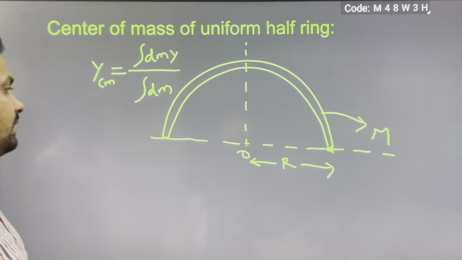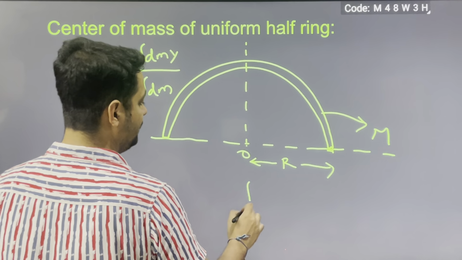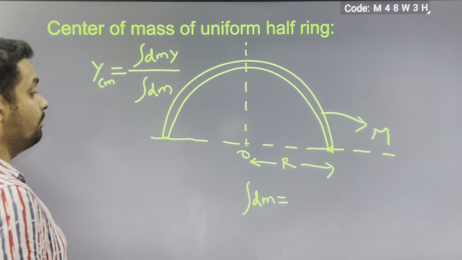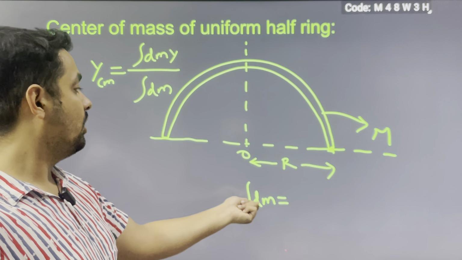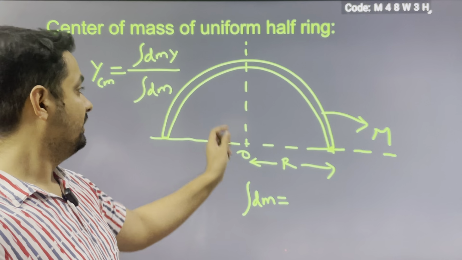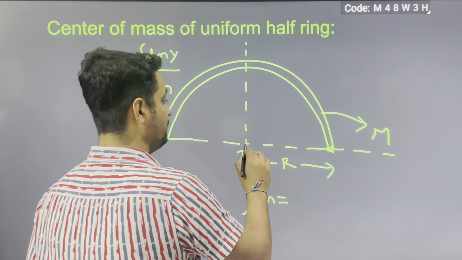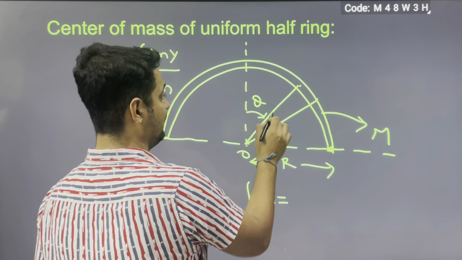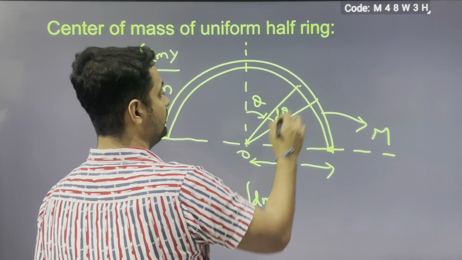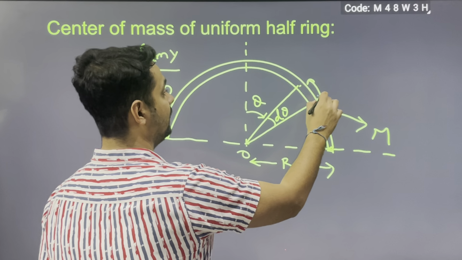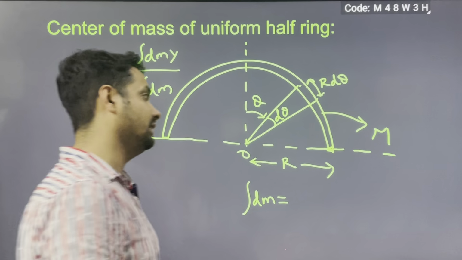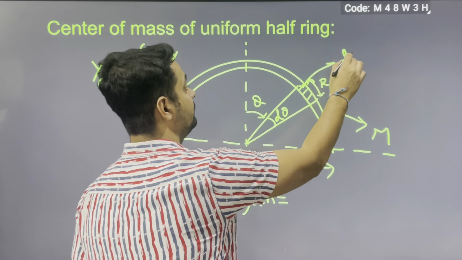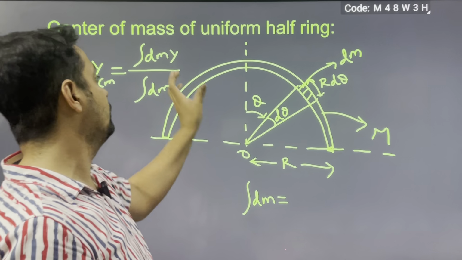Now what is dm? Integration of dm means the total mass. dm is a smaller mass, an elemental part of it. So from here I will take an elemental part of it. Let me take an angle theta and a d theta angle. If the radius is r, then this length is r d theta. The mass on this part is nothing but dm. If I add all the dm parts, the total mass is capital M.